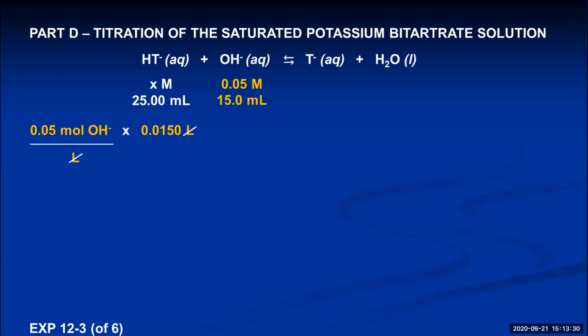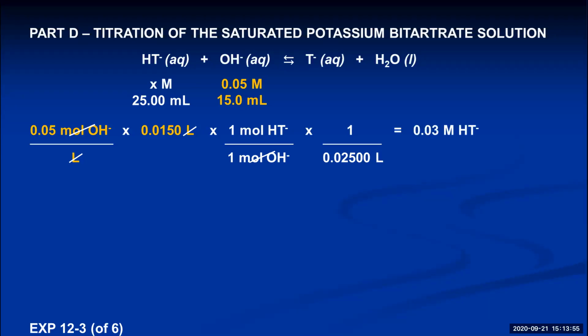of hydroxide I titrated. And now the second step, the mole ratio is a 1-to-1 ratio in the balanced equation, so I can convert moles of hydroxide into moles of bitartrate, and I now know how many moles of bitartrate must have been in my saturated solution. To get molarity, I now have to divide by volume. So if I divide by 0.02500 liters, I now have the moles of bitartrate per liter, and I come out with 0.03 molar of bitartrate.